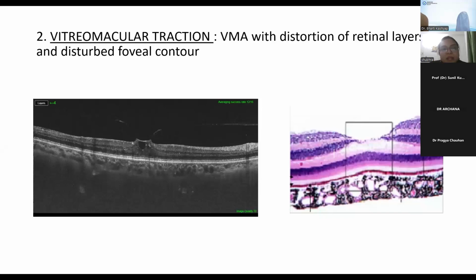Then comes vitreomacular traction. Now, this is any vitreomacular adhesion which is causing any distortion of the retinal layers, or it is causing a disturbed foveal contour. So in the OCT picture, you can see that there are two membranes kind of thing which are pulling the fovea up, and there is a hyporeflective space just beneath that, which is being caused by this traction. So this is what is vitreomacular traction.